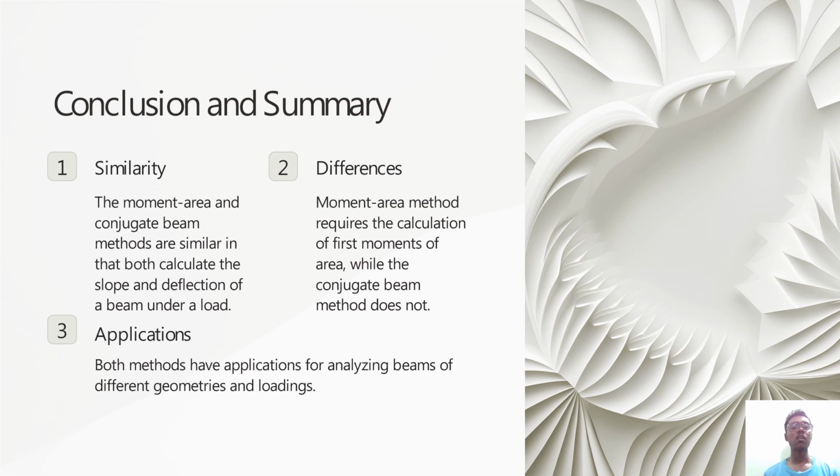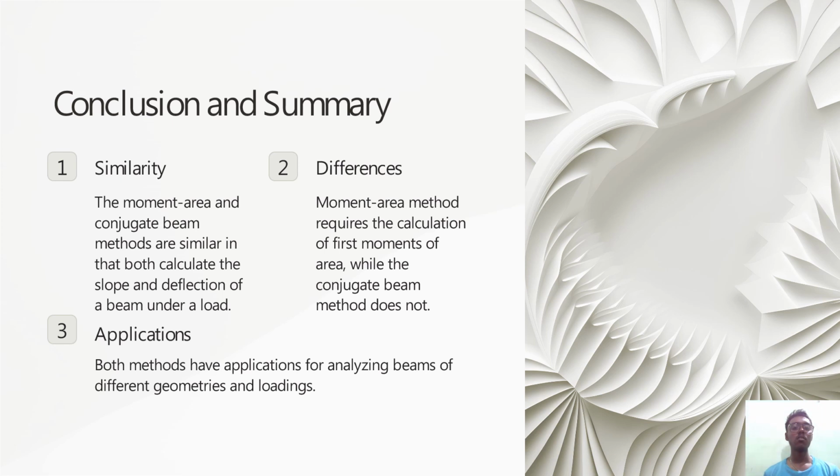Finally, conclusion and summary: the similarities, differences and applications. First, we discuss the similarities. The moment area and conjugate beam methods are similar in that both calculate the slope and deflection of a beam under a load.